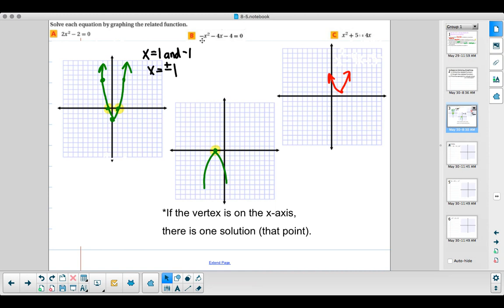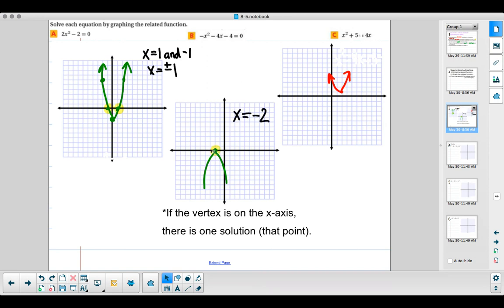For number 2, it's negative x squared minus 4x minus 4 equals 0, so it's already set equal to 0. Again, graph it any way that you'd like from how we've learned. When you graph this quadratic, it's a parabola that looks like this green one in the middle. And if you notice, this parabola only touches the x-axis at 1 point.